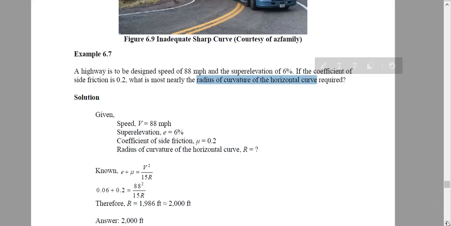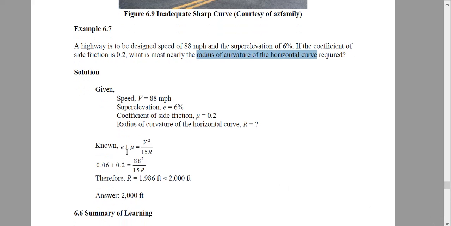What is the radius? So we know this equation, and E is given as 6%. Now typical values on our roads are 4 to 10%, maximum 12%, not more than that, depending on snow or something. That is a different discussion. So E here is 0.06. It is in fraction, again not percent. Mu is given in fraction also, 0.2. 0.2 is not a very good number.